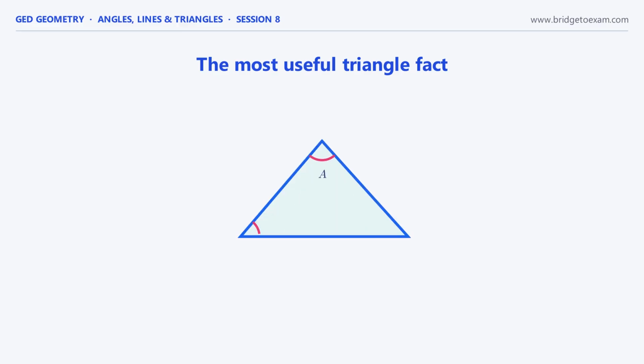Welcome to Session 8. Today, we meet the single most useful fact about triangles. A rule so reliable, you can build almost every triangle problem on top of it. No matter the shape or size of a triangle, its three inside angles always add up to the same total. Once you know that total, finding a missing angle becomes a quick subtraction.